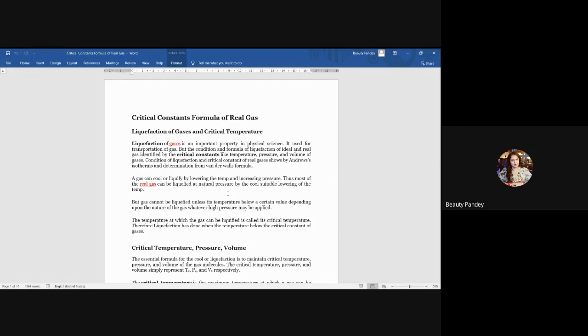So now again there is a question: why is liquefaction of gases necessary? Why so much fuss about liquefying a gas? Why not leave it as it is? It is very important because it is used for the transportation of gases, the gases which are transported from one place to another. You would have heard of liquid nitrogen, liquid hydrogen, all these.